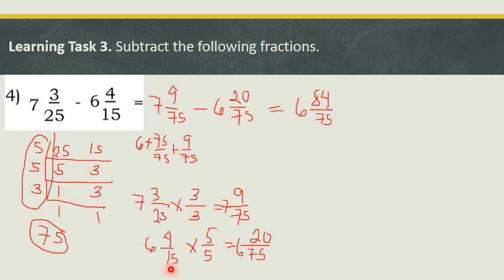So, ito siya. So, minus naman natin siya dito sa pangalawa. Minus 6 and 20 over 75. So, since pareho ng 75 yung denominator, so yun po ang ating denominator. Then, 84 minus 20 is 64. Tapos, 6 minus 6 is 0. So, hindi natin siya kailangang ilagay dito. So, kaya ang answer natin is 64 over 75.